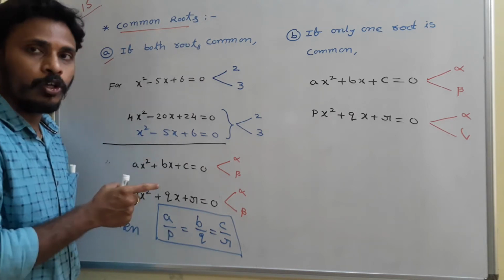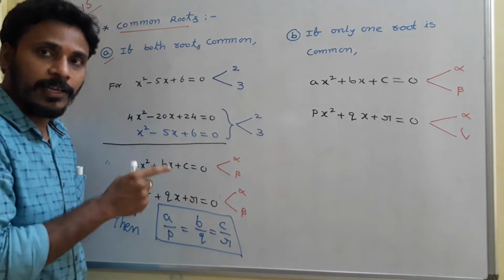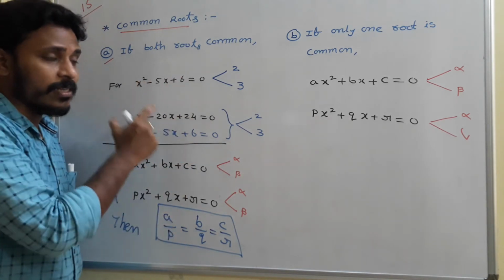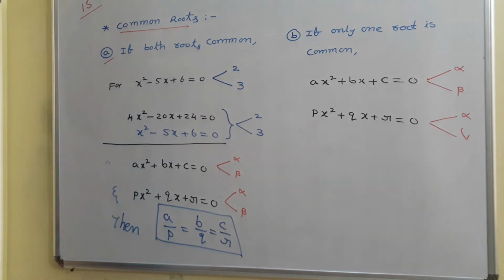Okay, just have a look, and I am going to discuss the second case, and for the space I am going to erase this also. Just have a look, and if you need, go for a screenshot. So in the first case, if both roots are common, then the relation between the coefficients of the equations is simply a by p is equal to b by q is equal to c by r.